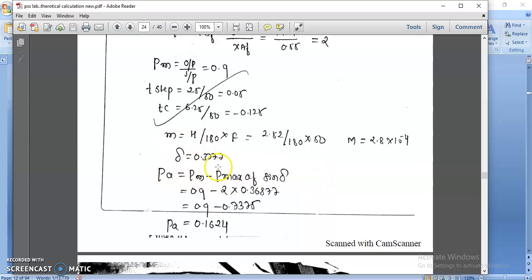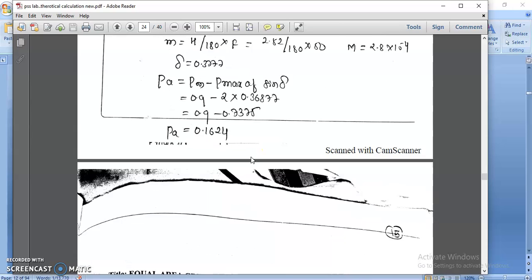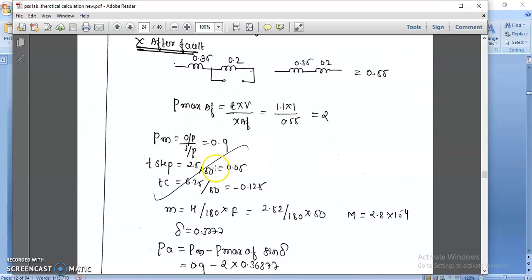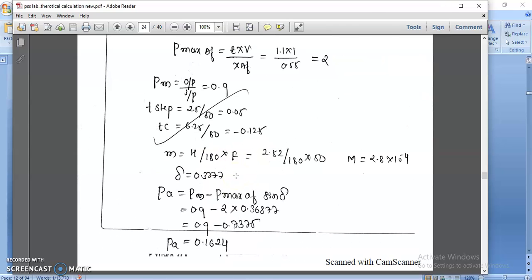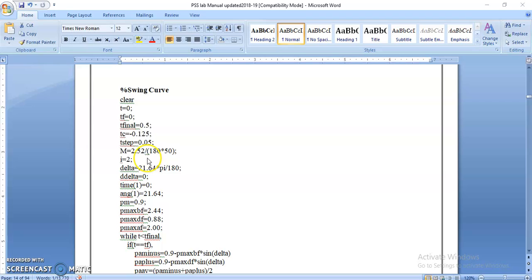Then how to find this delta here? As we know, PA is PM minus P max, the formula they have given. So how to find this delta? Have a look at this program. As per theory, we got TC also, T step also, T final, everything they have specified. T final they have given 0.5 and T step they have 0.05. Actually this is 0.55 but we are taking 0.5 here.